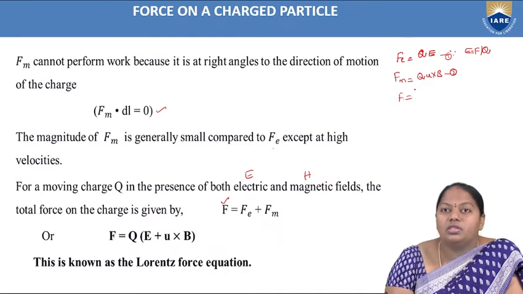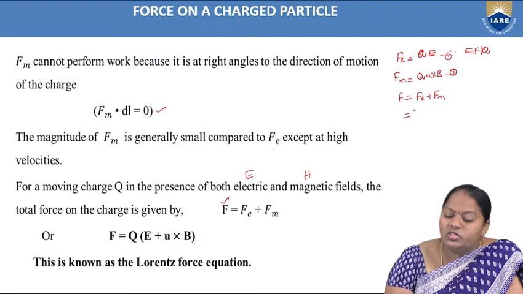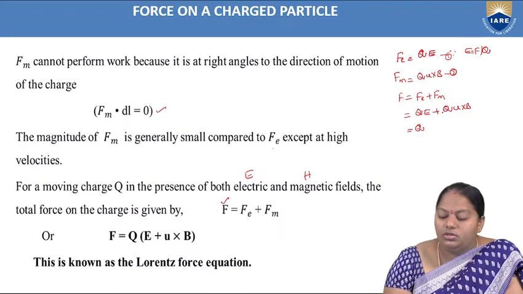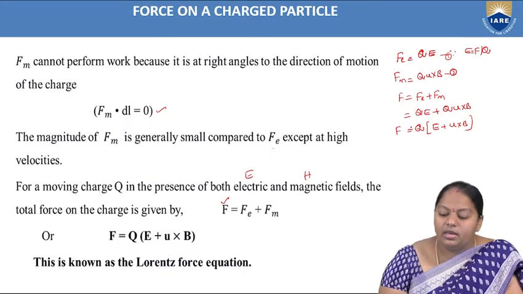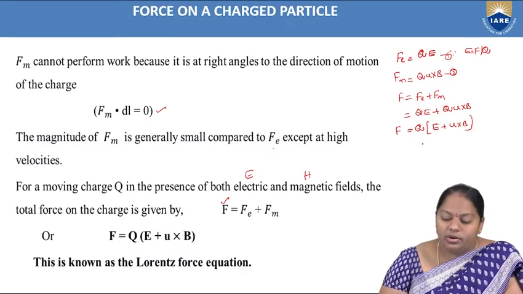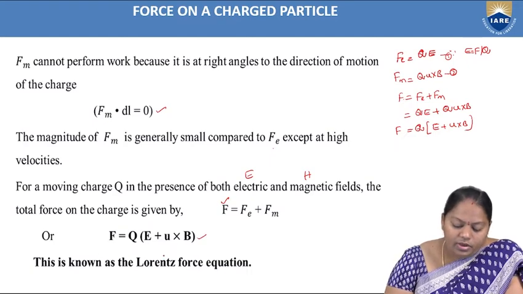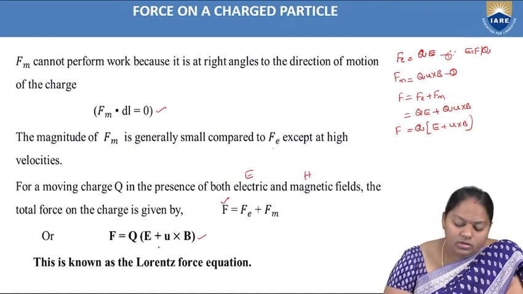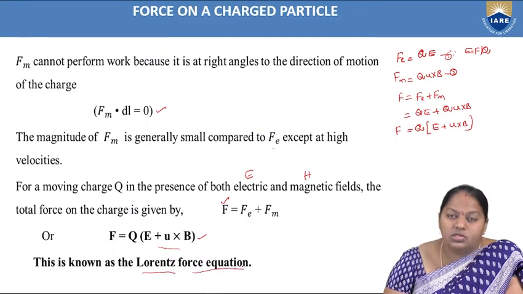Then the total force related to electric as well as magnetic fields is F equal to Fe plus Fm. Now if you substitute Fe by Q into E and Fm by Q into U cross B, and take Q as common, then E plus U cross B is the resultant. So F is given by F equal to Q into E plus U cross B. This is the equation which is called the Lorentz force equation.